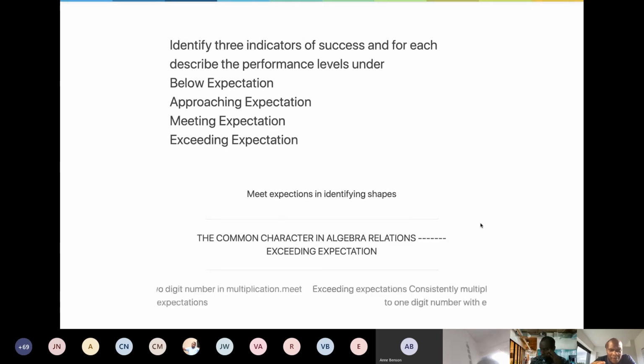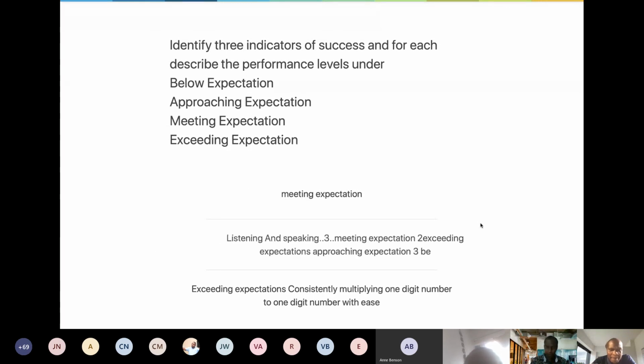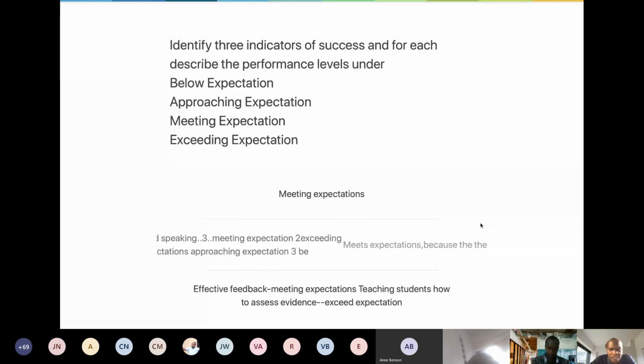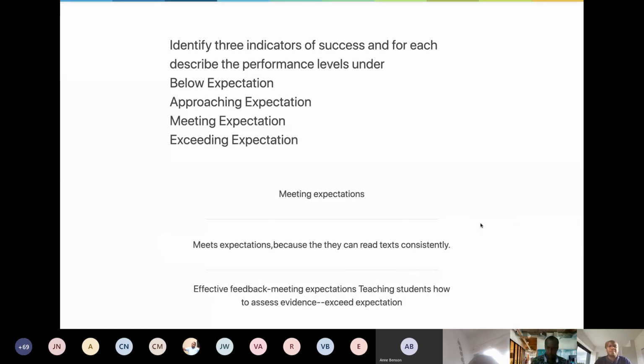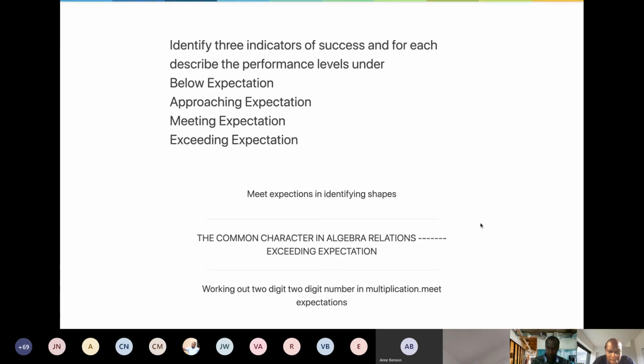We are all giving one, one, one, one. I want one who will give all four levels. For example, consistently multiplying one-digit numbers. So listening and speaking, meeting expectation two, exceeding, approaching expectation three. Okay, you have not written what, but it's good you have the levels. I'm expecting one who will write all four.